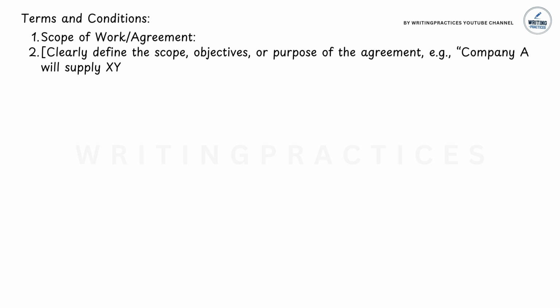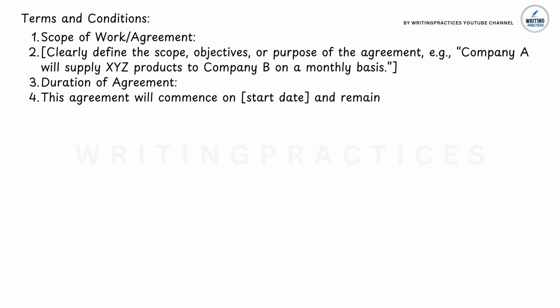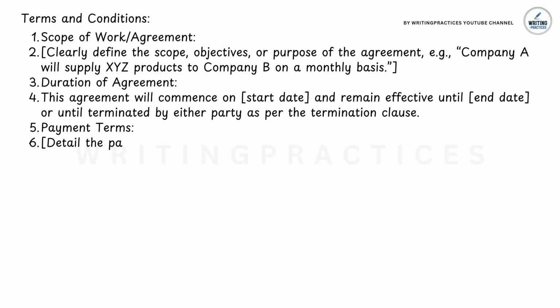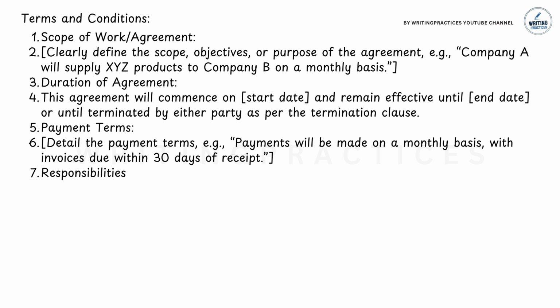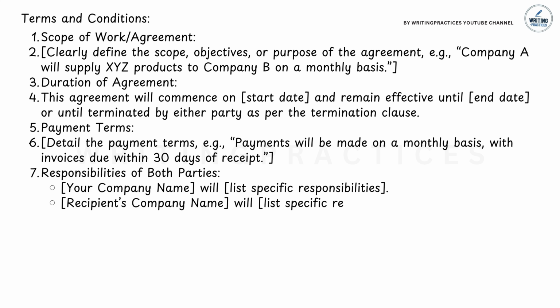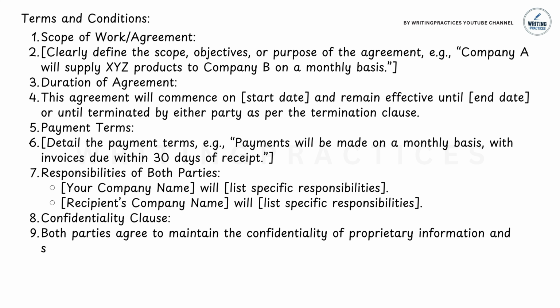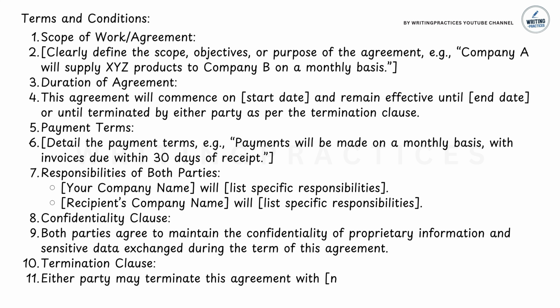7. Terms and conditions. This section outlines the specifics of the agreement. Let's break down each subsection. A. Scope of work or agreement. Define the exact nature of the work or services to be performed. Clarity here ensures both parties have a mutual understanding of their obligations. For example, Company A will supply XYZ products to Company B on a monthly basis. Clearly defining the scope prevents misunderstandings and sets clear expectations.